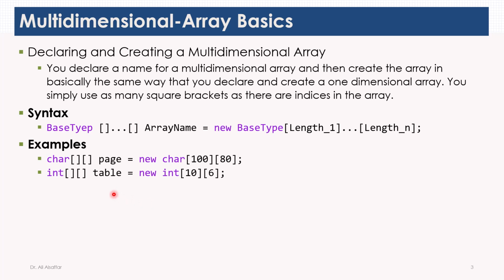Another example, an array of type integer, we call it table. Again, it has two dimensions, so we can visualize it as a table where the number of rows is equal to 10 and the number of columns is equal to 6. Now here we have a three-dimensional array, which is called a 3D picture. And this is how we create the array.